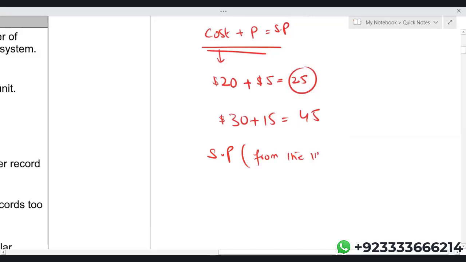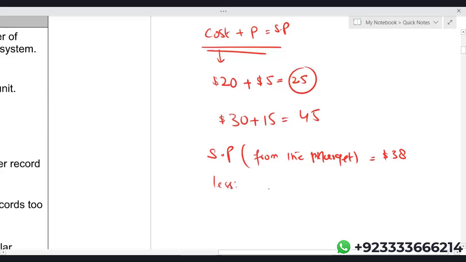We'll take the selling price from the market. Assuming that after doing all the research, your organization has decided that the customer is going to pay us, let's say, $38. So this is the selling price which you have taken from the market. You cannot ignore what your competitor is charging, or what the customer is going to pay you. So you have taken the selling price from the market.